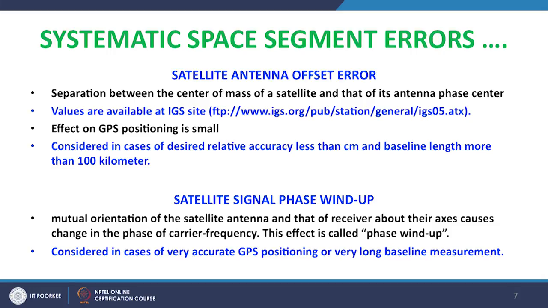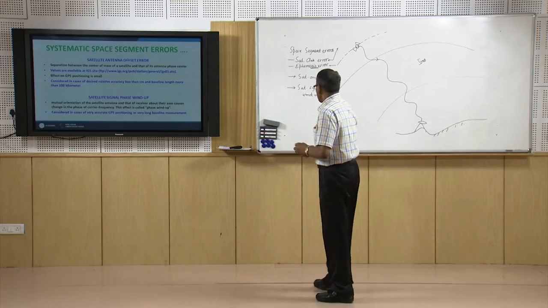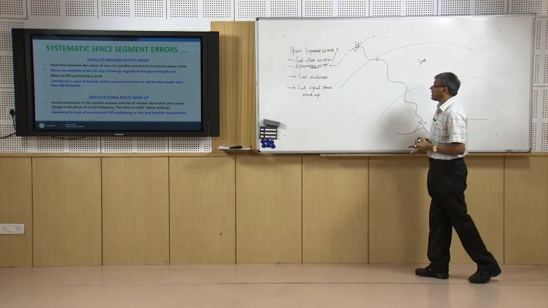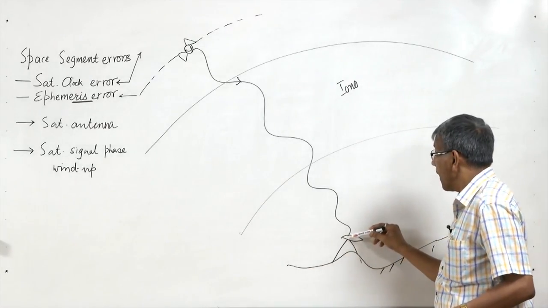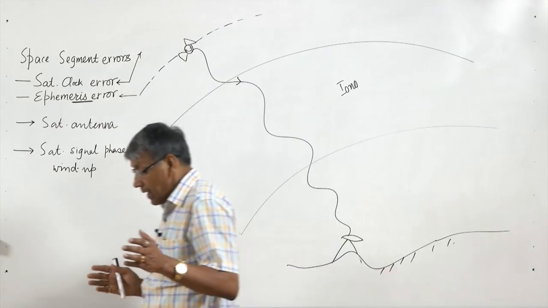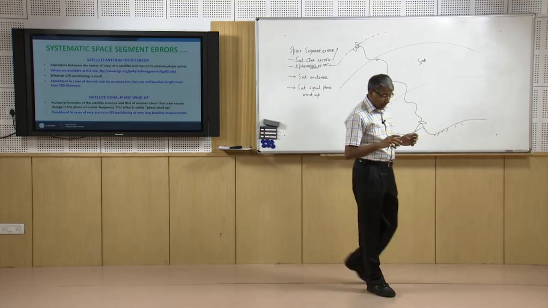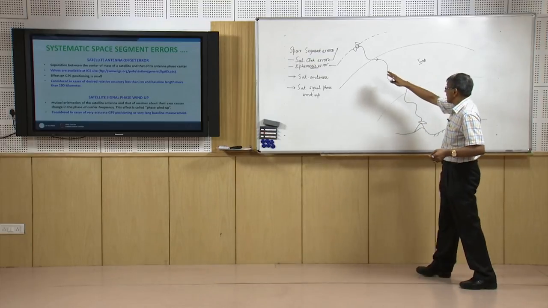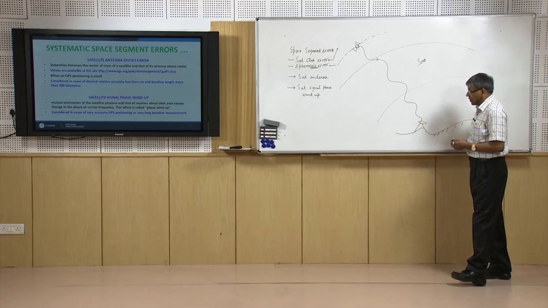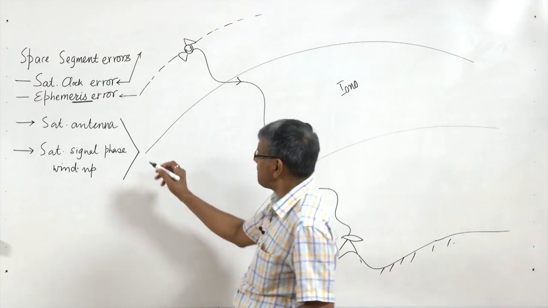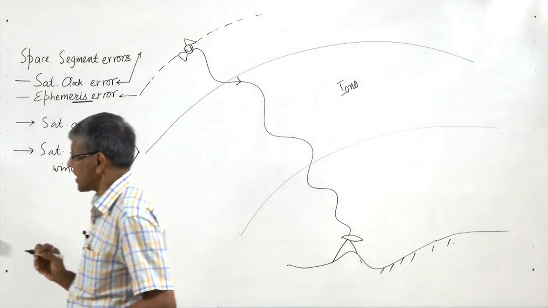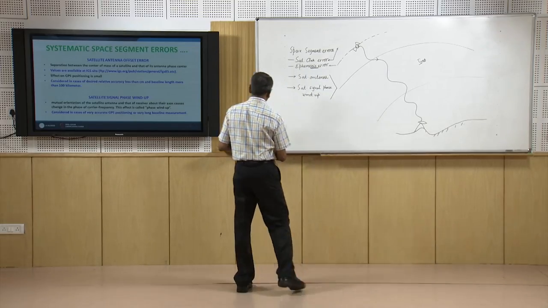And the last one among the space segment errors is the satellite signal phase wind-up error. This error arises out of the axis of the antenna of the GPS satellite and the axis of the antenna of the GPS receiver, which should be identical, otherwise there will be some error in the phase measurement of the signal. These two errors are very minute, but for very precise estimation of position they should be taken into account. So this is all about the space segment error.